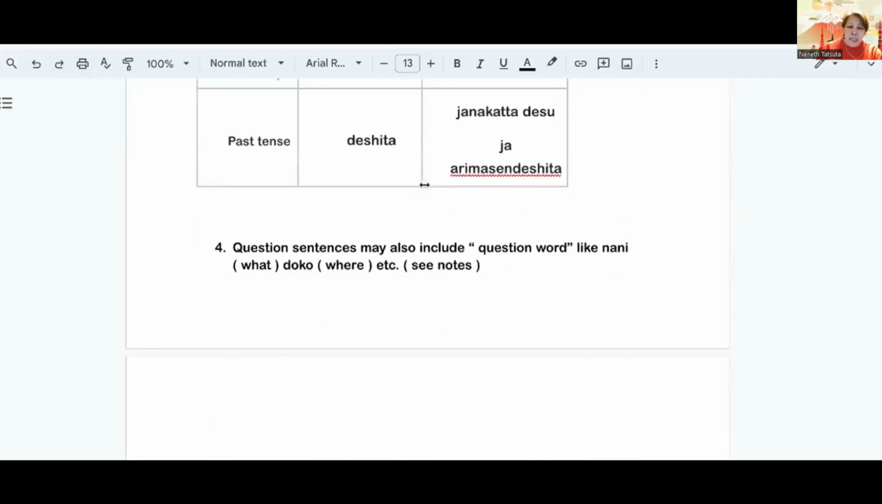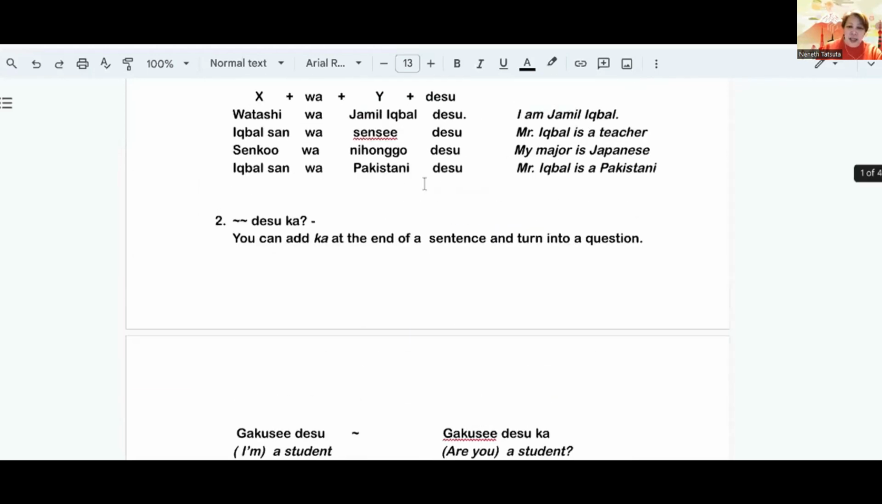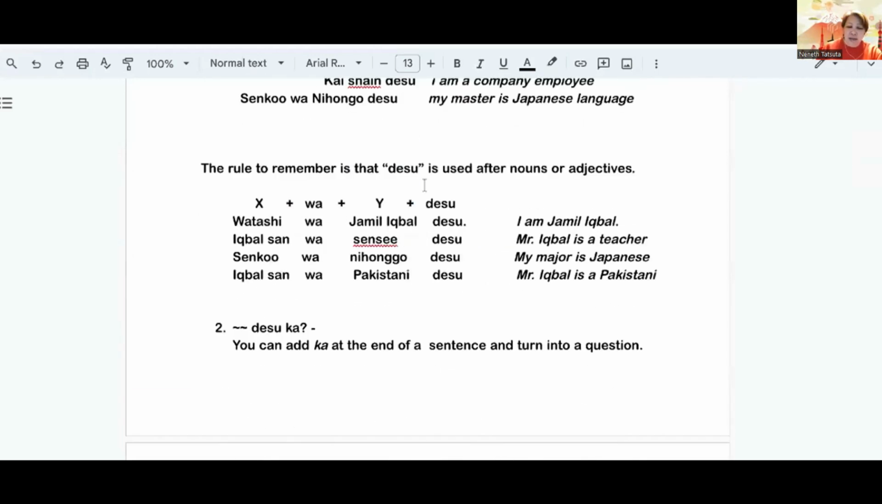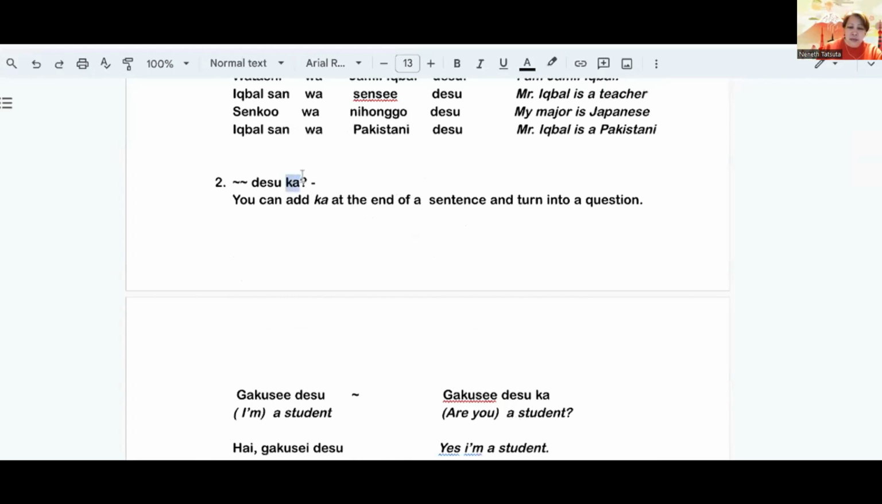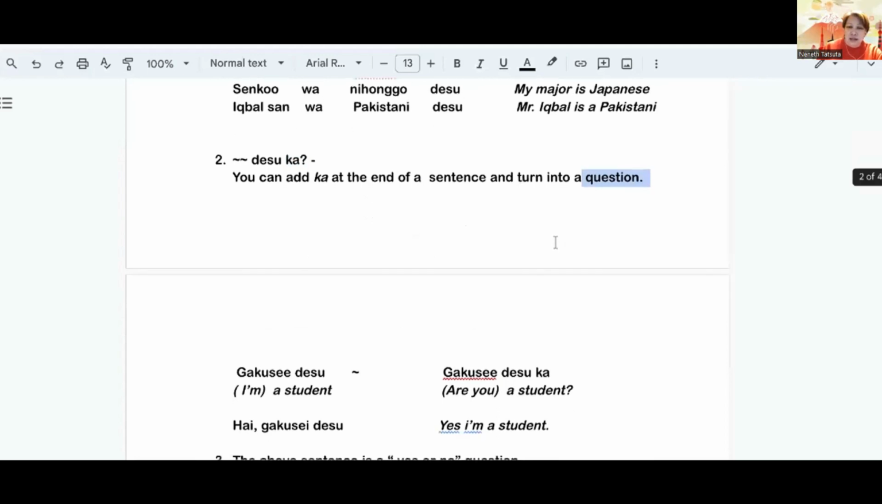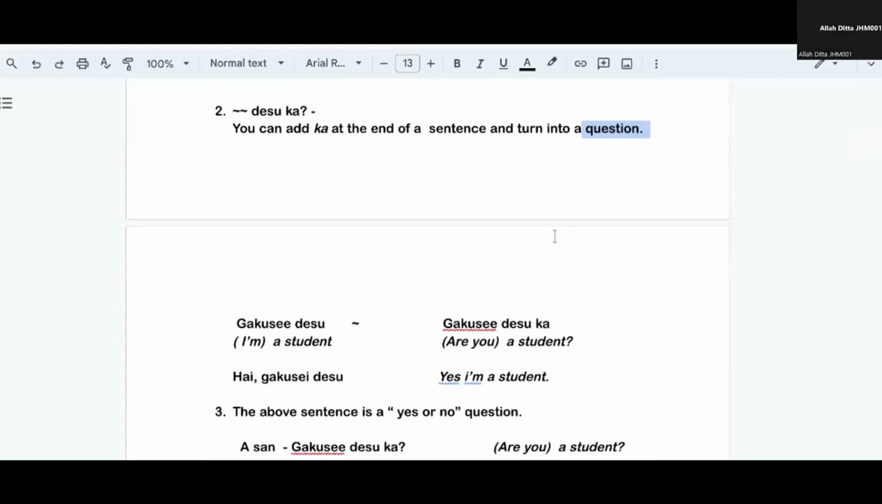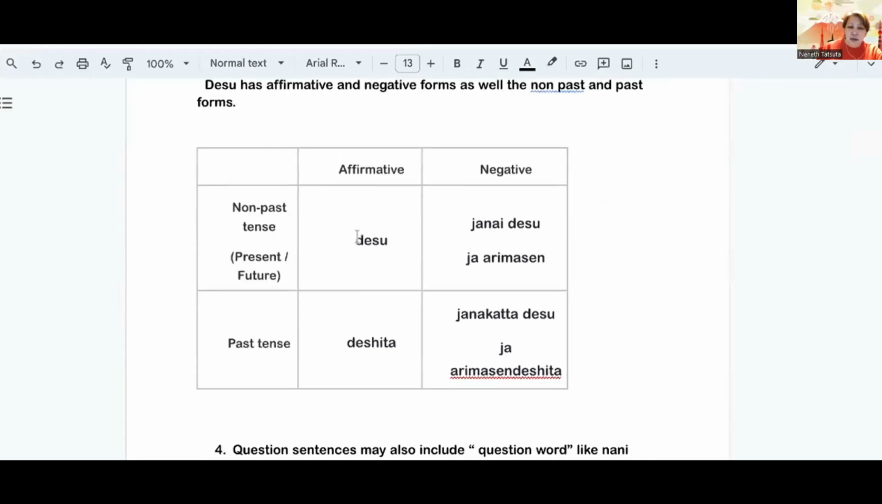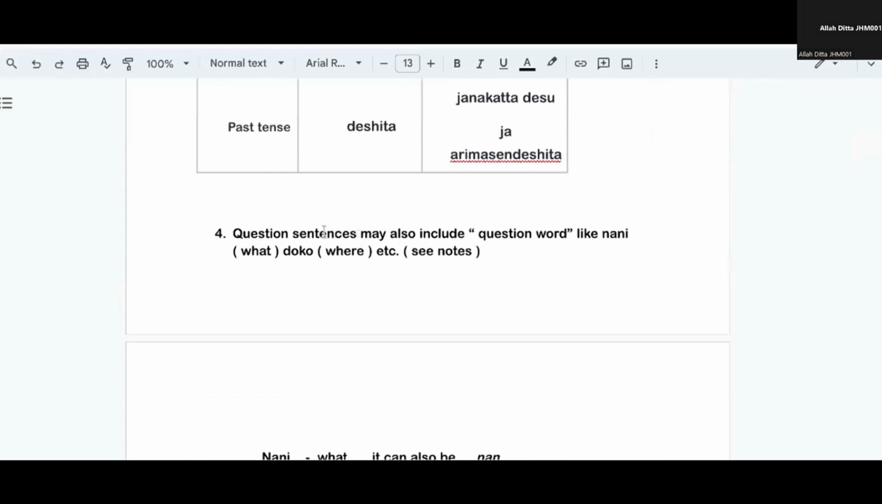Now, in the desu, we add the ka, and it becomes a question, right? If you add the ka, desu ka, the desu will become a question. Now, another one. Your question sentence may also include a question word, like what, where, and so on.